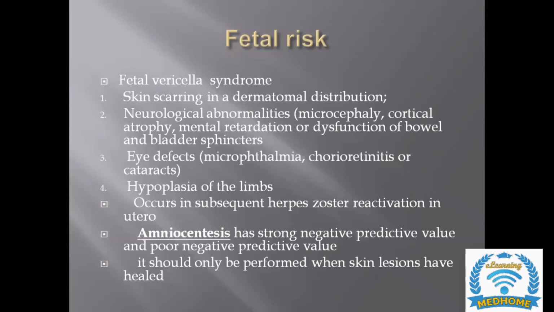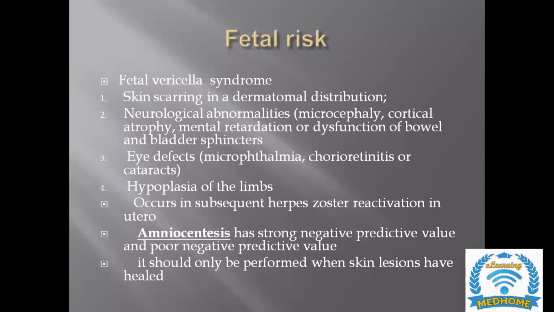So why does fetal varicella syndrome occur? Because of the subsequent herpes zoster reactivation in utero. Once the fetus has acquired the infection, it can reactivate again. It is not due to the primary infection, it's due to reactivation. That's why we usually do the ultrasound after 5 weeks.